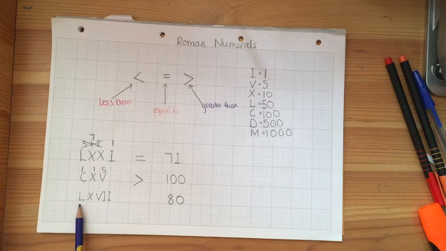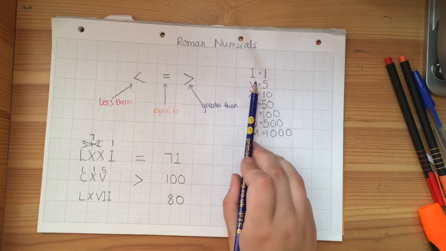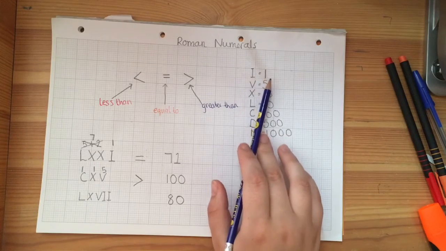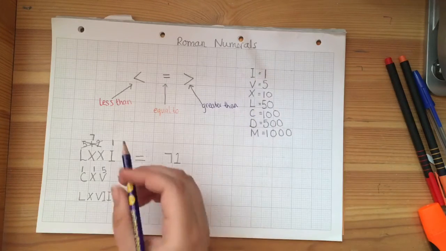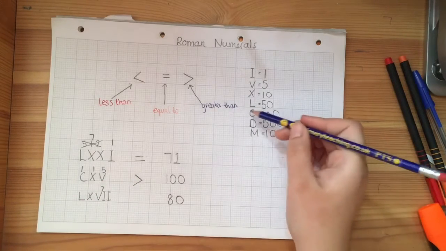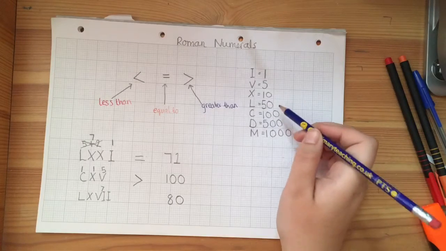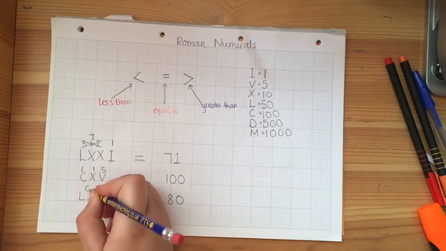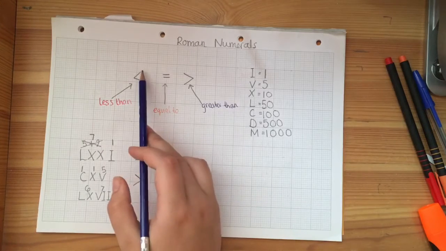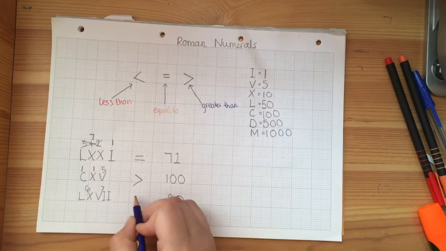And finally, I've got LXVII. So I've got a V and two I's. So that's 5, add 2 1s, 5, 6, 7. So 7 at the end. And I've got an L and an X. So that's 50, add 10, which equals 60. So over here I've got 67, but on the other side I've got 80, which is a lot bigger. So that means 67 is less than 80.